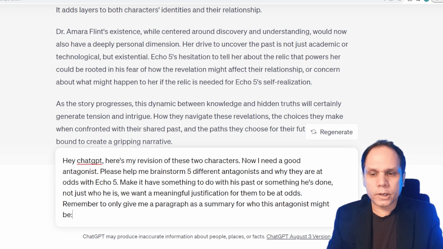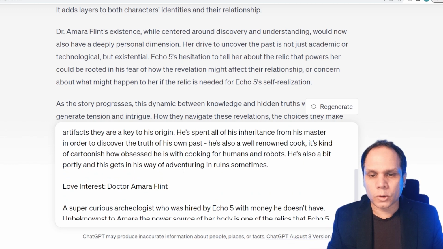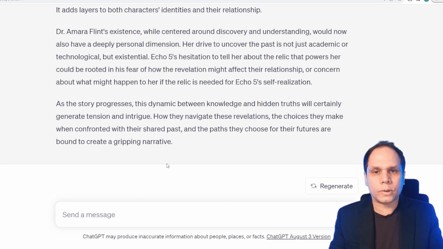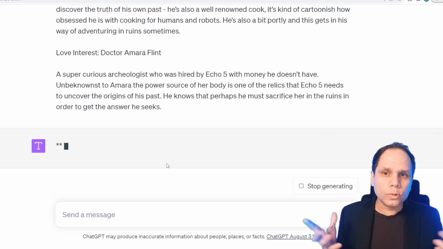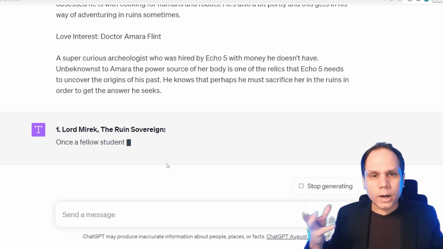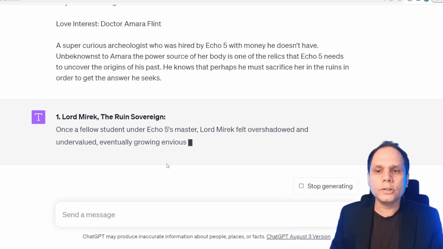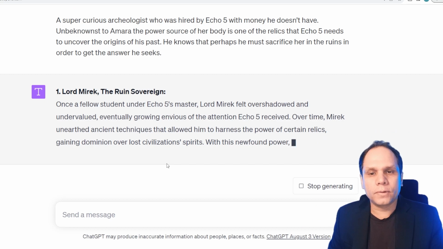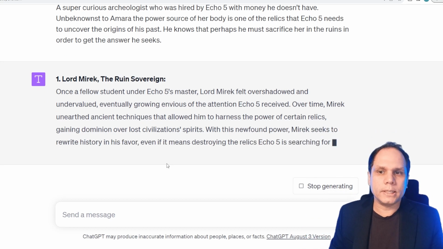And then I'm going to cut and paste, after a colon, these characters. So now it has the context that I have for who these two characters are, because I've changed who they are a bit. And so now ChatGPT has a little bit more knowledge. It's like, okay, now I know who Echo 5 is. I know who Amara Flint is. So it's going to come up with these ideas.